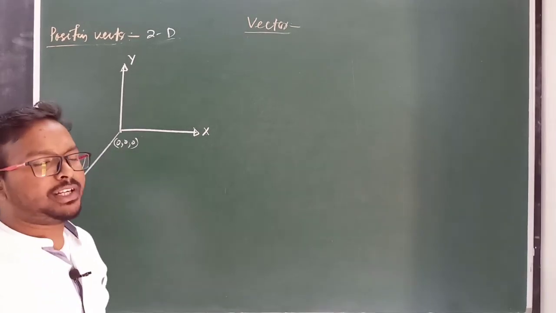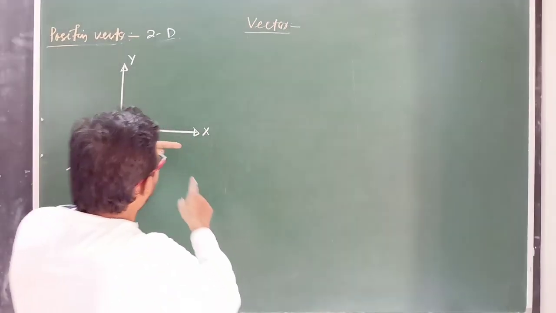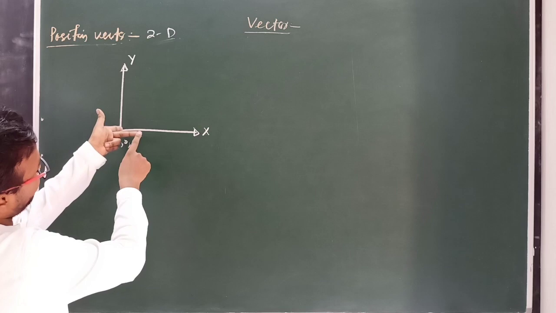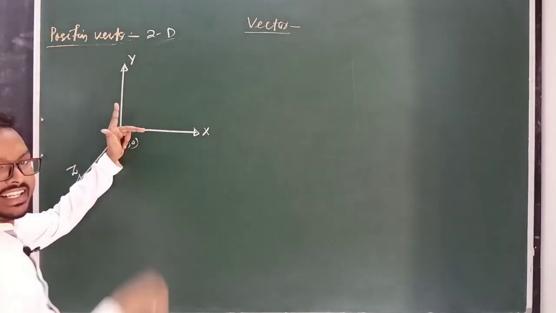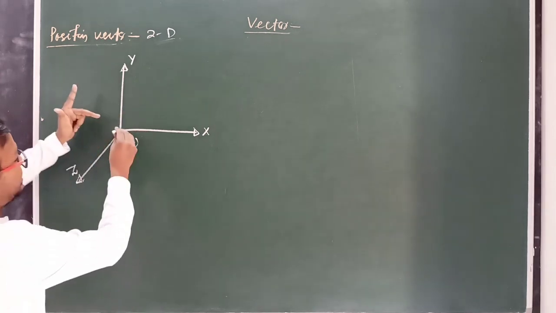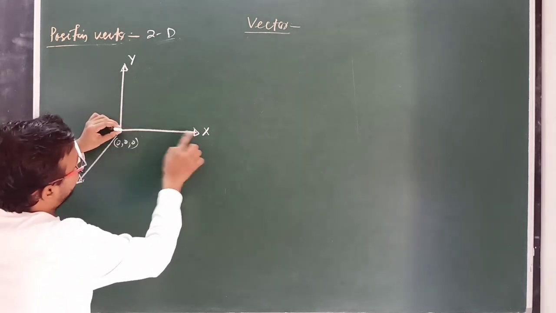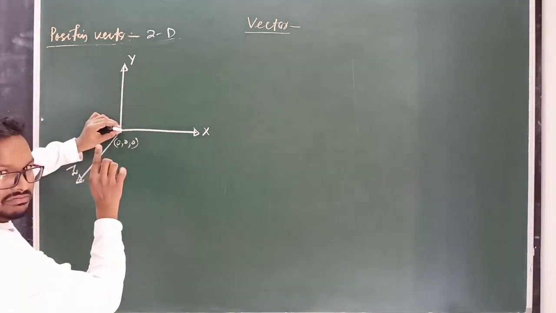What is the angle between them? Suppose this is the x axis, y axis, and z is here. This is the three-dimensional figure, x, y, and z.